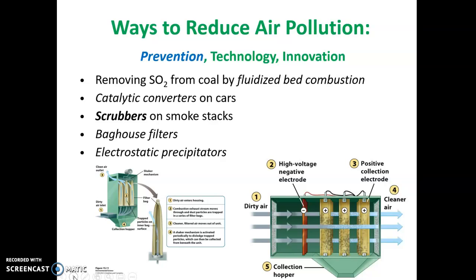So now we're going to look at prevention through technology and innovation. The first point here, we'll take each one of these one at a time, is to remove sulfur dioxide from coal by fluidized bed combustion. That sounds very fancy, but in fact, all that happens is that coal that contains a lot of sulfur is combusted next to calcium carbonate, very near it.